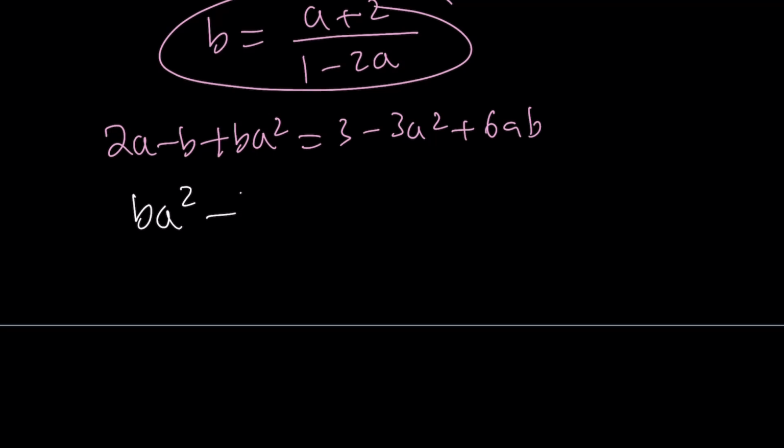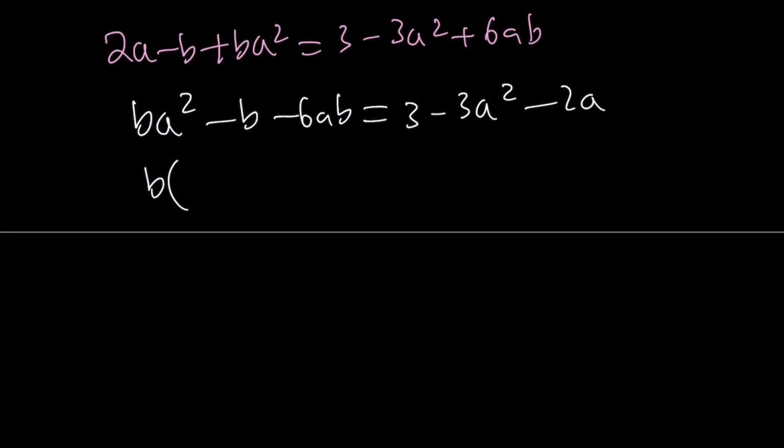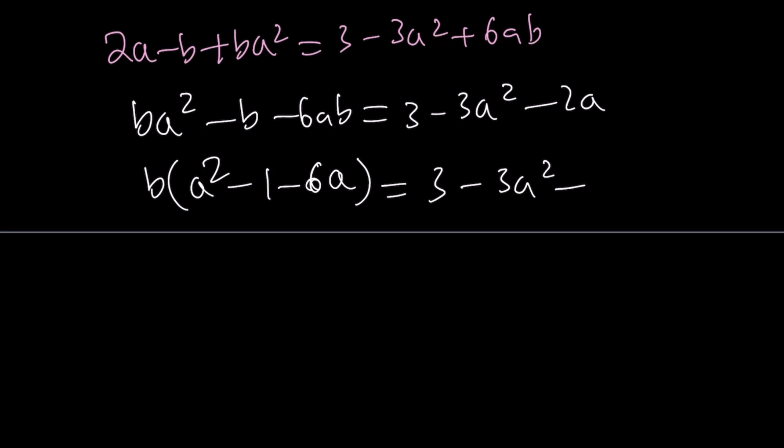ba squared minus b minus 6ab. And then on the right hand side, I'm going to get 3 minus 3a squared minus 2a. So we can take out a b here, and that gives us a squared minus 1 minus 6b. Uh-oh, that should be a 6a. Okay, never mind. That is a 6a equals 3 minus 3a squared minus 2a.